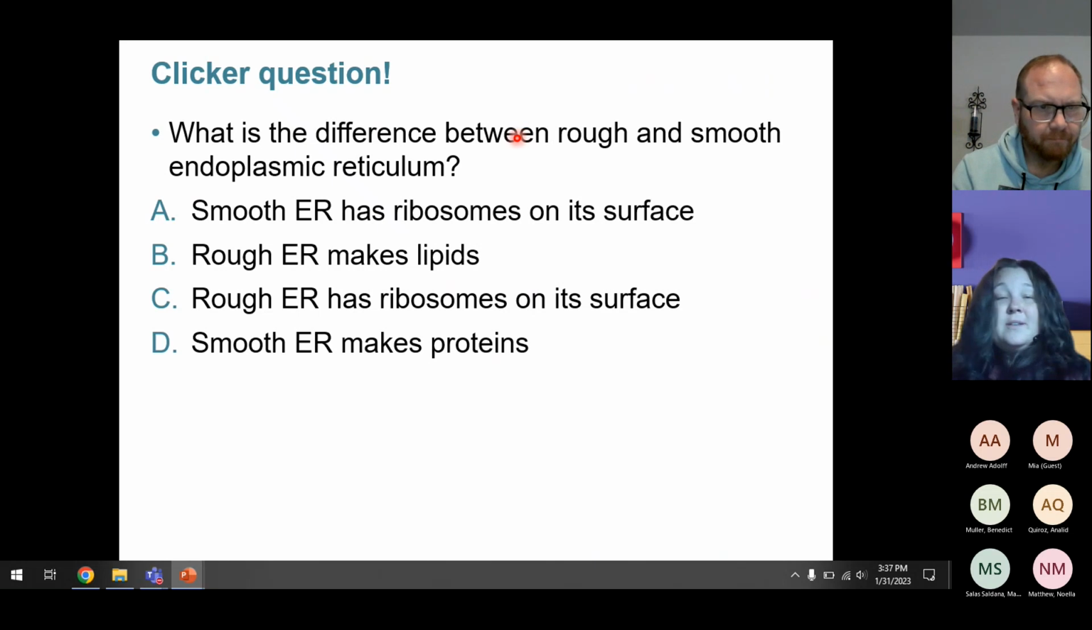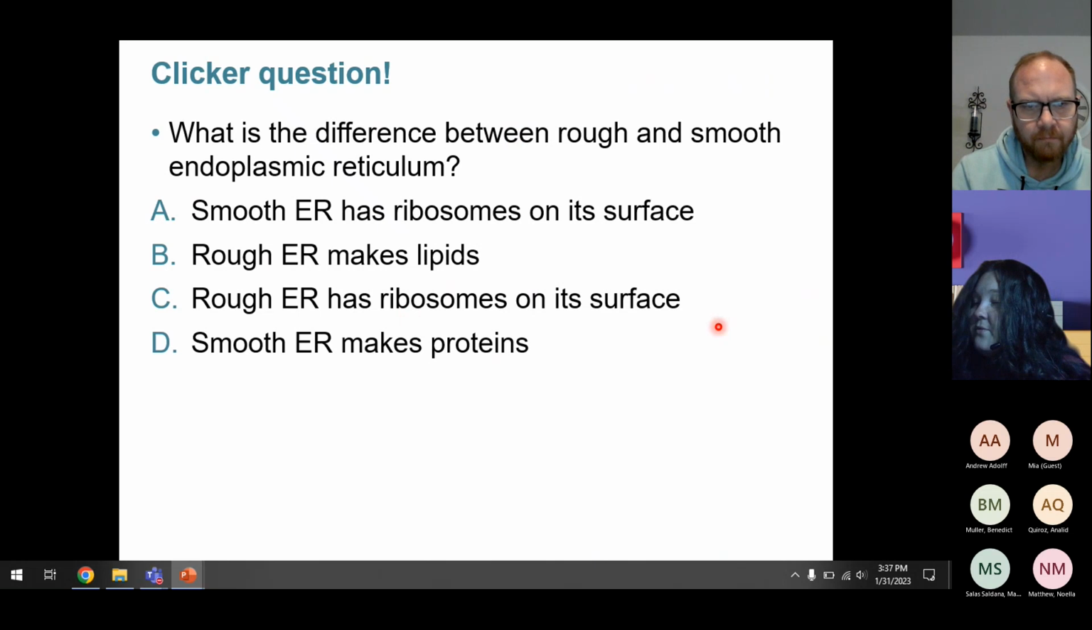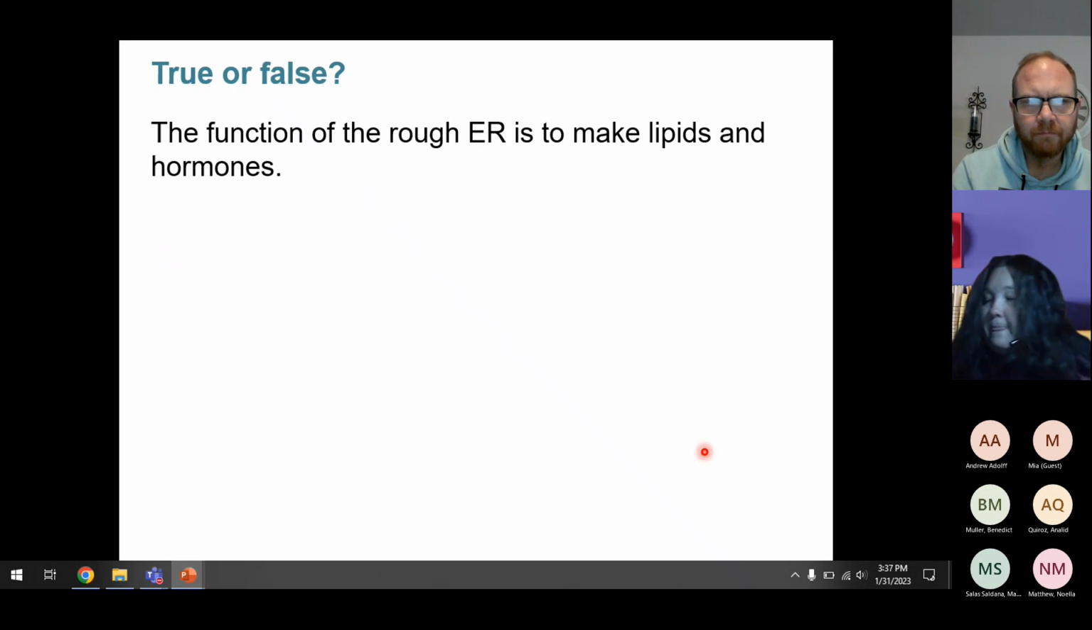Okay, 83% chose C, which is the correct answer. Rough ER has ribosomes on its surface. 14% chose A. A is incorrect because it's actually smooth ER that does not have ribosomes on its surface. It has a smooth appearance. That's why it's called smooth ER.